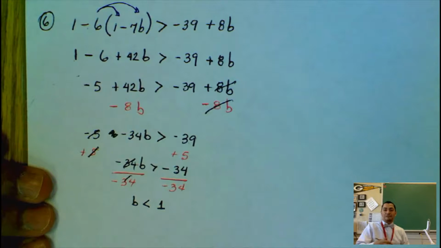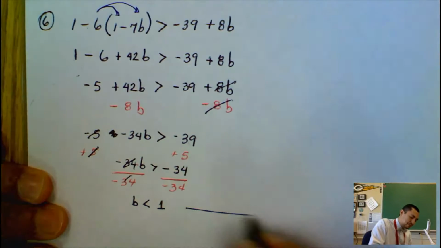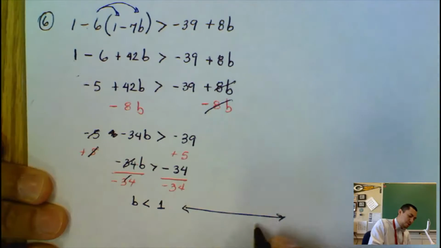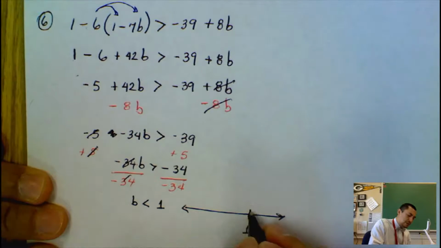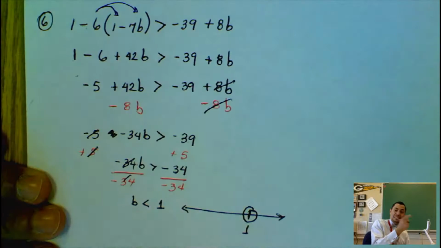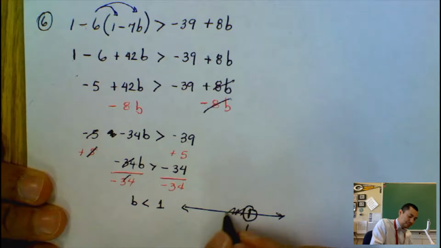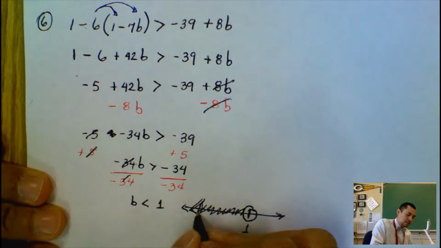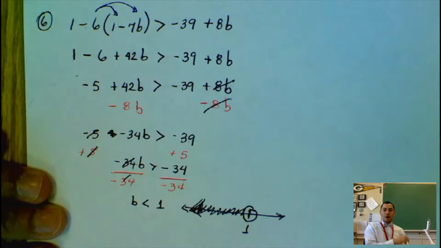Now we need to graph. We need to graph. You go to 1, open. The variable is on the left, so the inequality sign is telling you to go to the left. So all the numbers less than 1 are solutions.